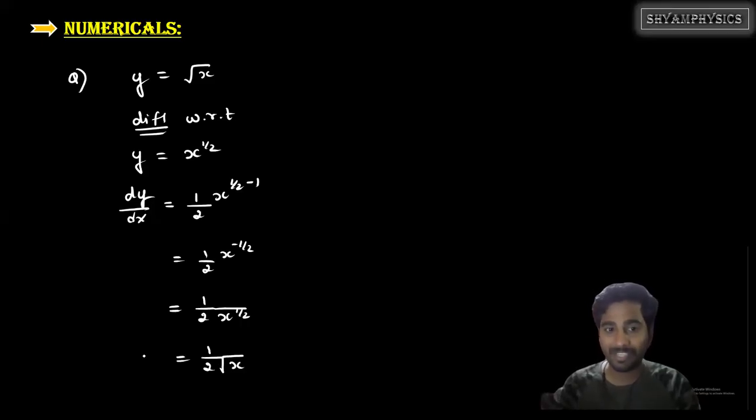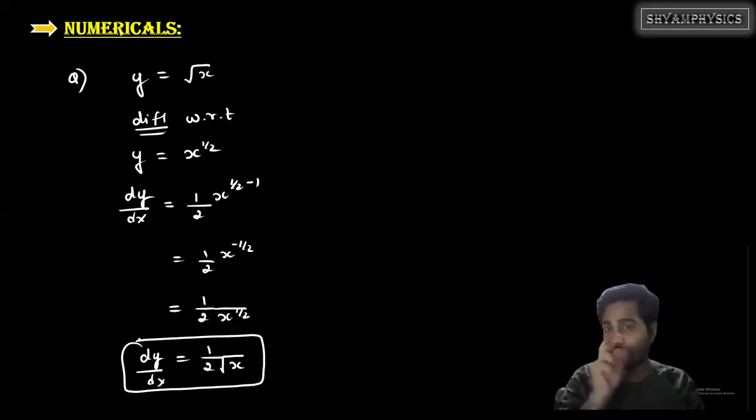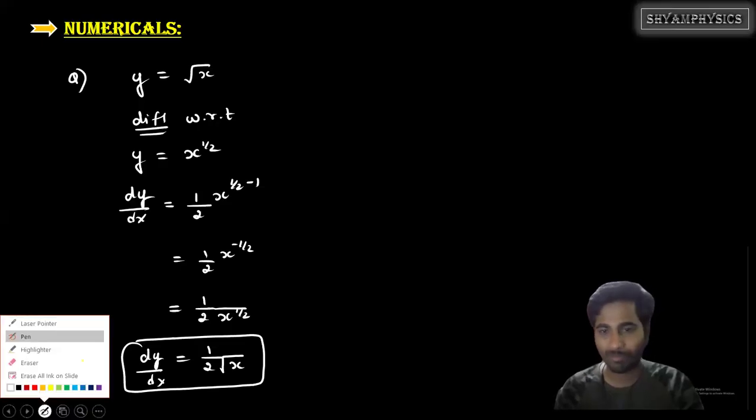Means the differentiation of root x is 1 by 2 root x. Clear my point? Always, if it is in the format of root x, the derivative will be 1 by 2 root x. Okay, directly we'll solve one more question.